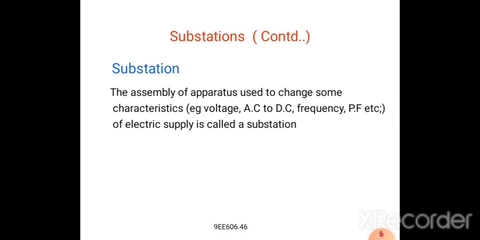The assembly of apparatus used to change some characteristics, for example voltage, AC to DC, frequency, power factor, etc. of electrical supply is called a substation. Characteristic means the voltage should be stepped up or stepped down, or converted from AC to DC, or the frequency changed.